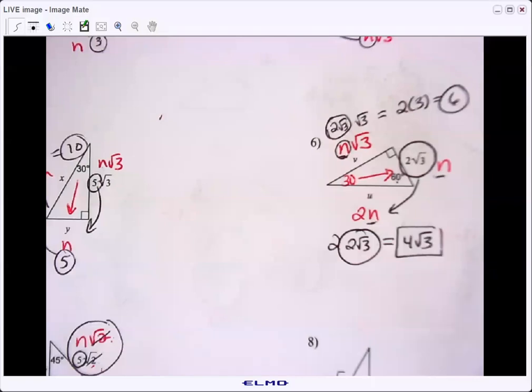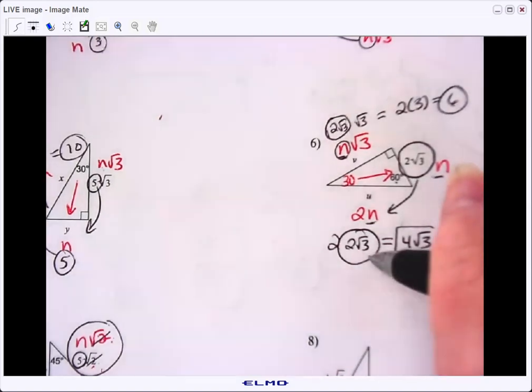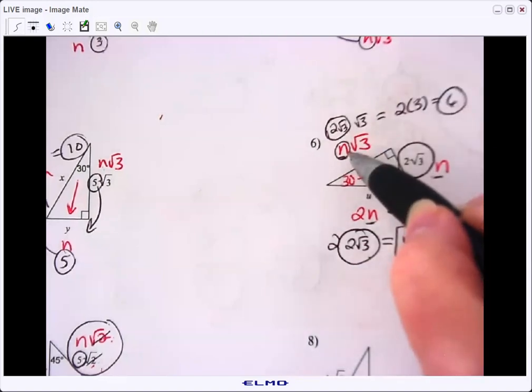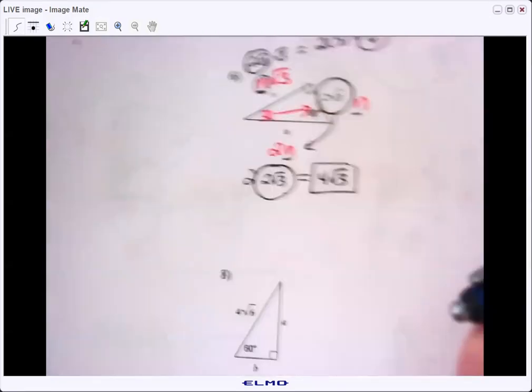Okay. Please don't let the numbers themselves trip you up. It's the process. It's the process. My n is 2 root 3. I'm going to put 2 root 3 right here for n. Okay. Let's do number 8.